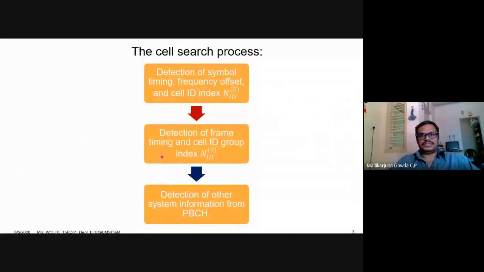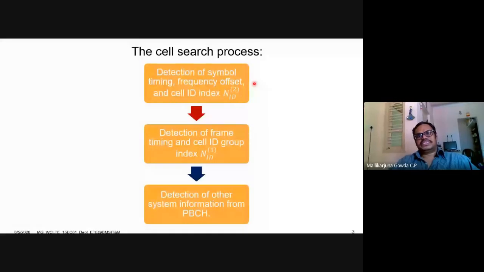Let me explain the cell search process. The first step is detecting the symbol timing and the cell ID index. Two things are there. One is NID of 2, the cell ID index, which has values 0, 1 and 2. Three groups are there, right? This is done by the primary synchronization signal, PSS. That's the first step. It is possible to do the symbol timing with the PSS, but it cannot do the frame timing.